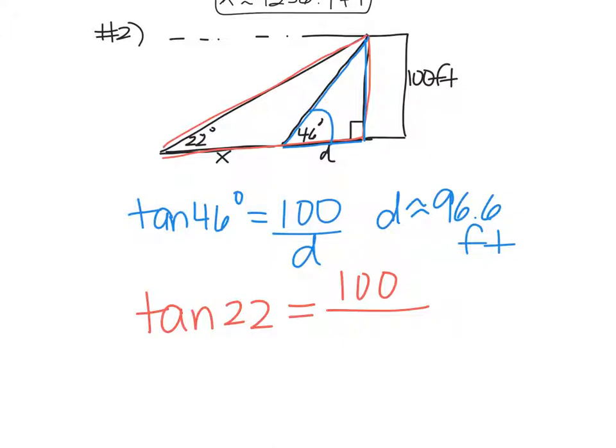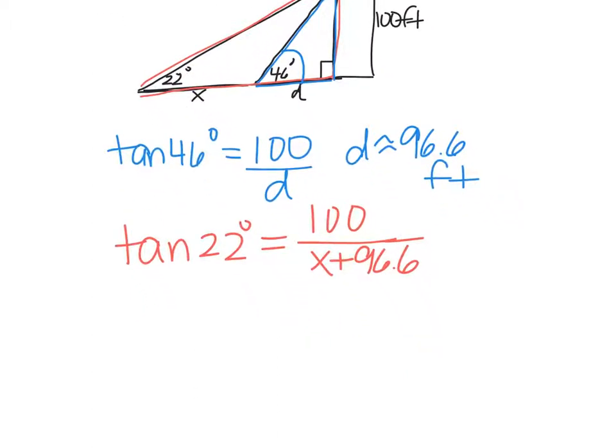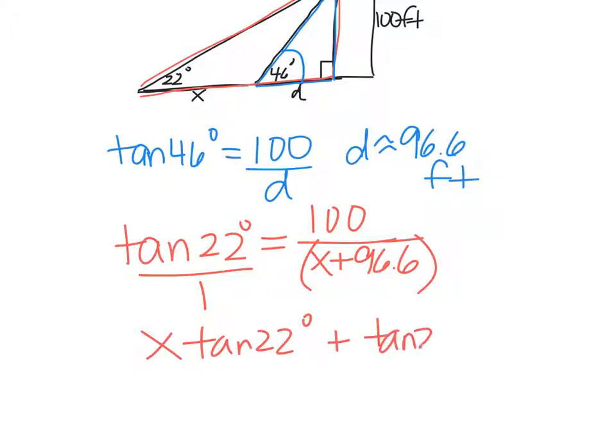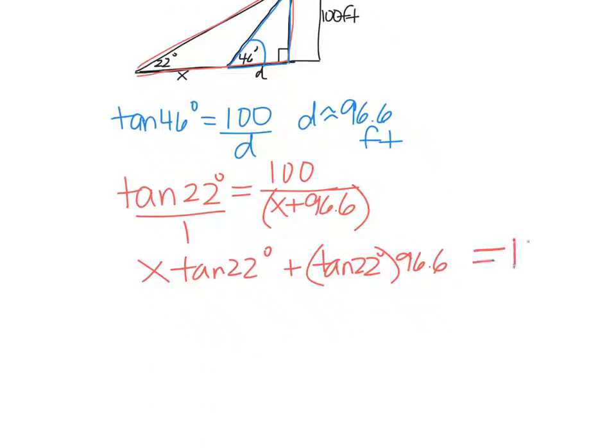And what is adjacent here? x plus 96.6. Right? Okay. And then we can cross multiply. So you get x tangent of 22 degrees plus tangent of 22 times 96.6. I went ahead and distributed. Equals 100. When I cross multiplied here, I distributed to both.